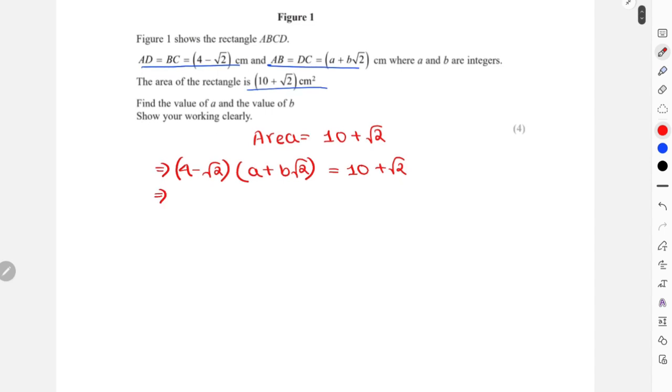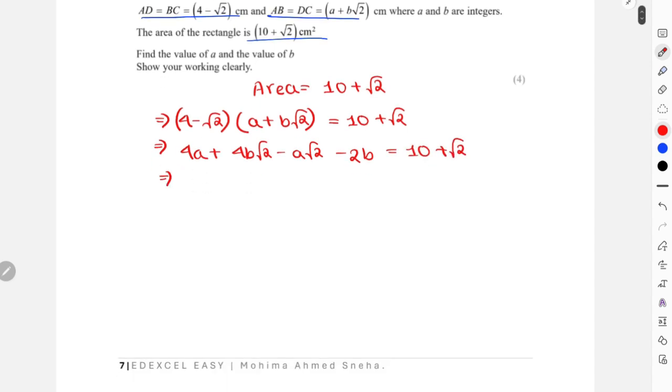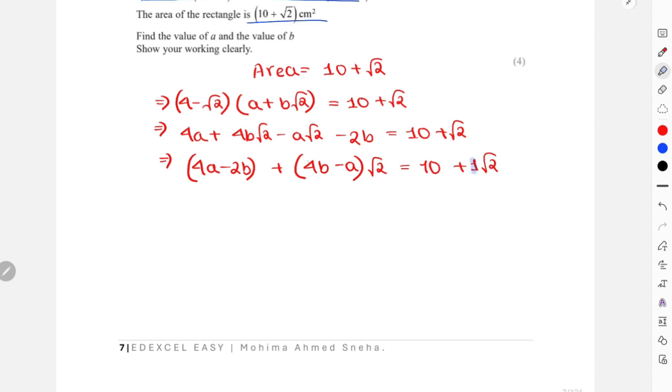We're obviously going to do comparison over here also. So 4A plus 4B root 2 and then minus A root 2. This turns out to be minus 2B equals 10 plus root 2. Right, similarly we'll just take the constants together, that is 4A minus 2B, and then for root 2 you have 4B minus A root 2. This turns out to be 10 plus, if we have just root 2, then obviously you have 1 root 2 over here, which clearly indicates that this is your comparison with root 2 terms, and then 10 over here is equivalent to 4A minus 2B.